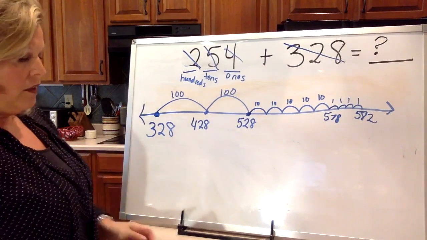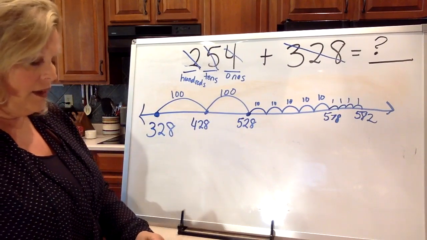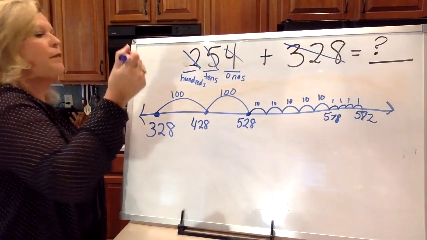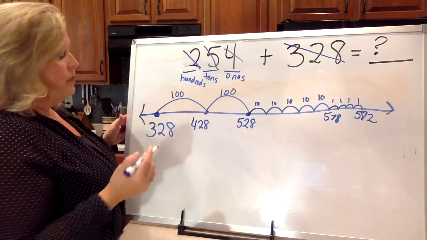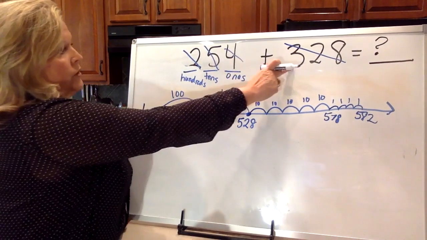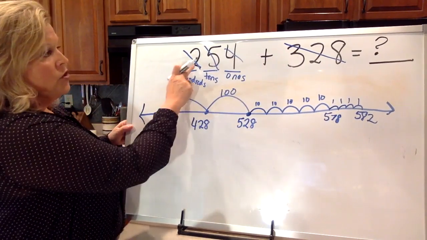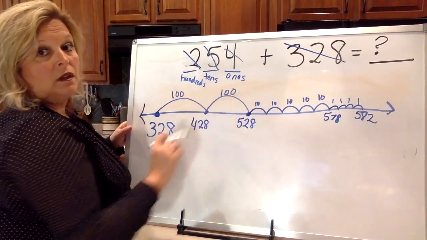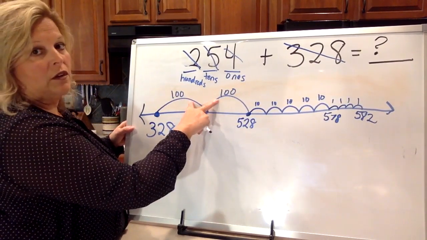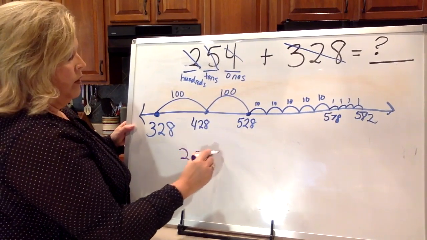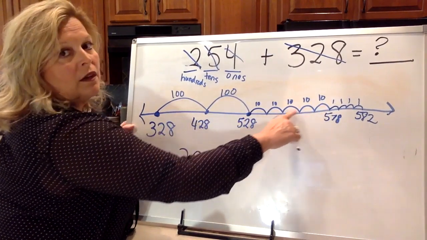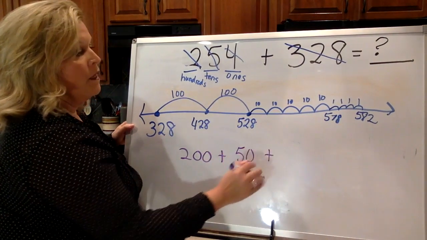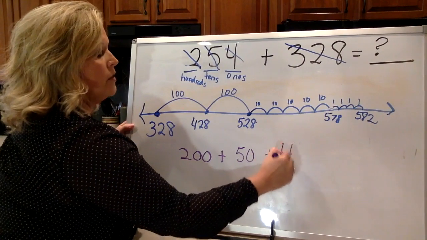We can check ourselves to make sure we did this right by using an equation. I'm going to use my purple marker. So our equation would be, we have 328, but we were supposed to add 254. Do you think we have 254 jumps? Let's make sure. What do we have here? 200. How many tens? 5, so that would be 50. And then we had 4 extras.